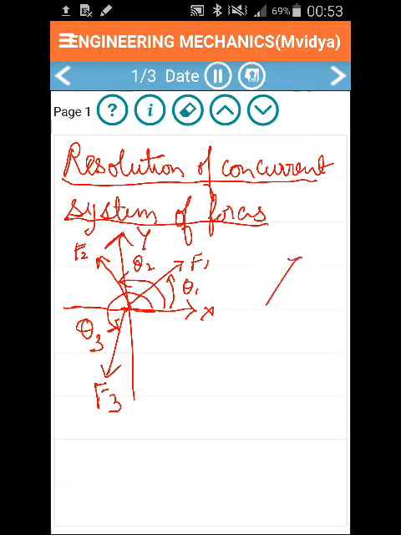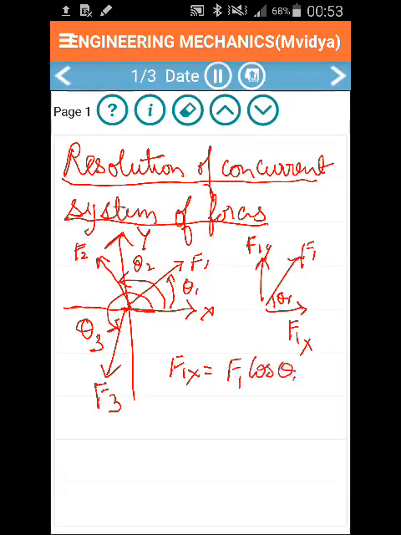So if I have F1 making an angle θ1, I can resolve it as F1x and F1y, the x component and the y component of F1. So I have F1x is F1 cos θ1, and F1y is F1 sin θ1.